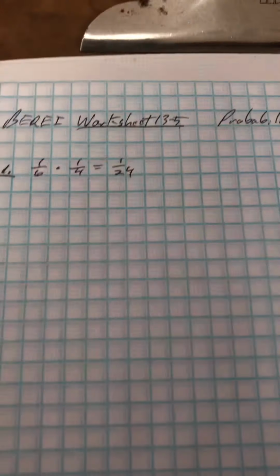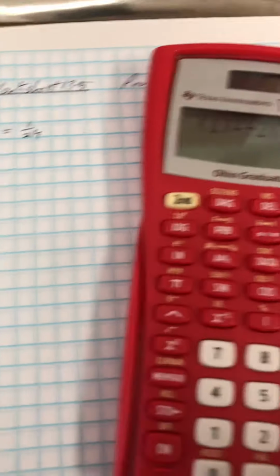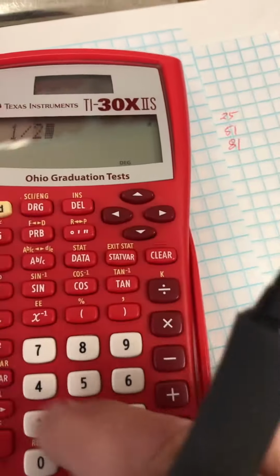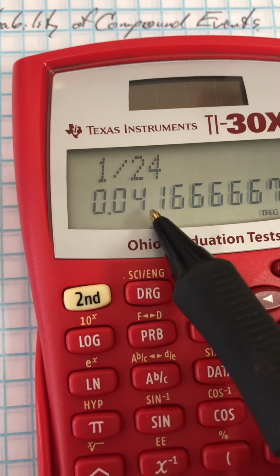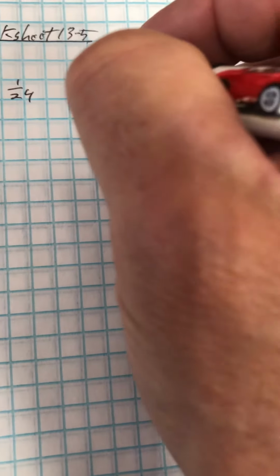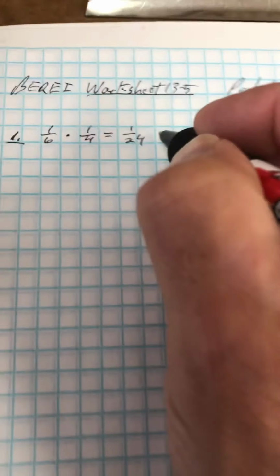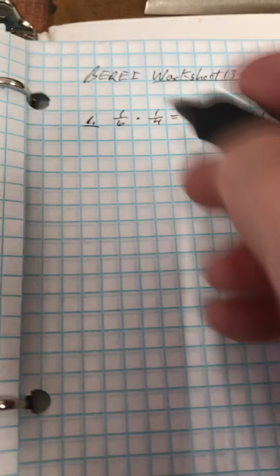But, if you wanted to, I'm not going to do this with each one, but you could do 1 divided by 24 and get about 4.17, about a 4.17% chance of that happening. Okay? That's if you're going to divide that.